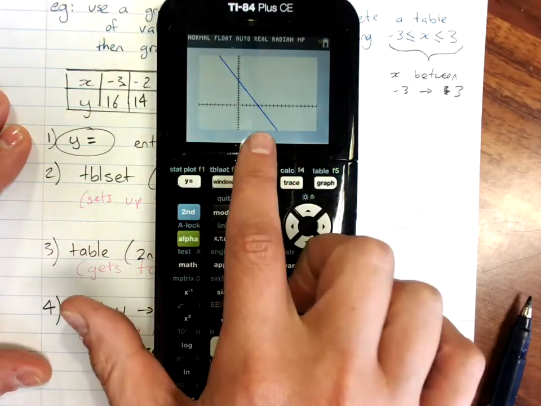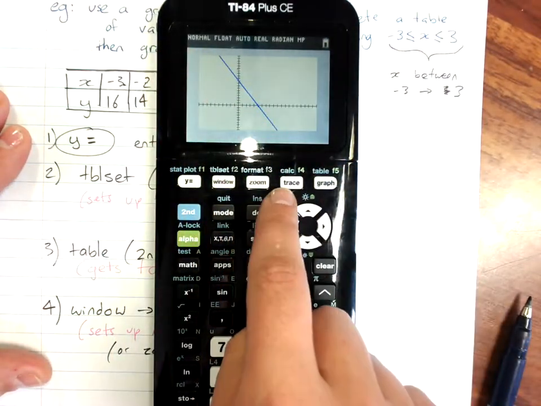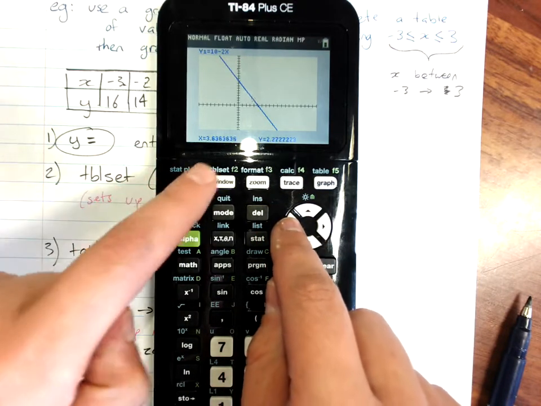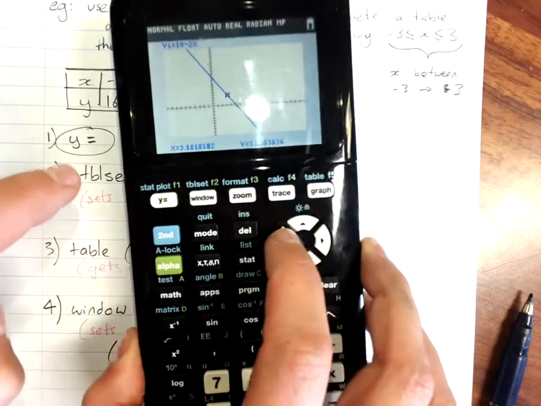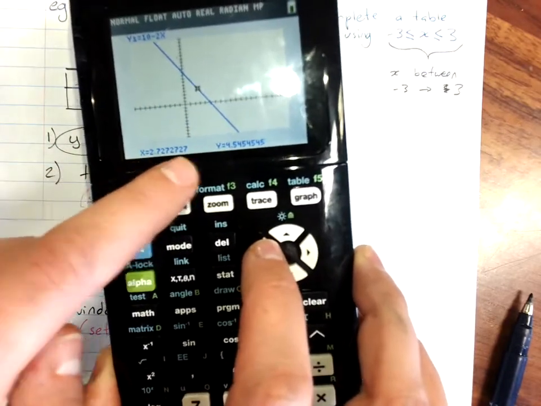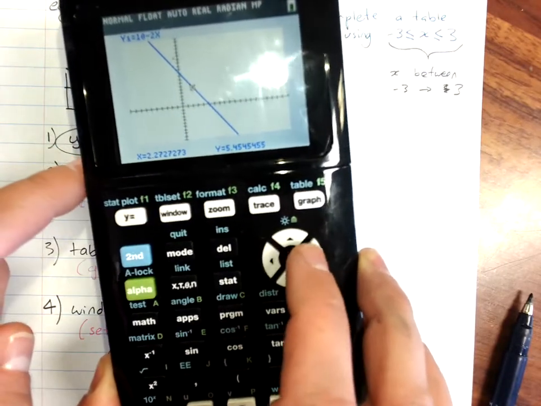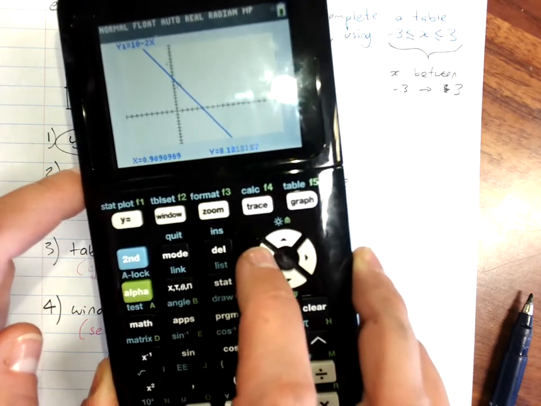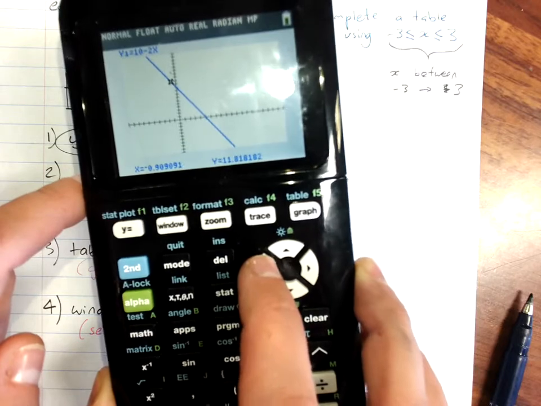Now often you'll want to see what the values are. Trace is useful for that. Trace makes you a point that moves along, and you'll get an x and y value. Sometimes you'll get a nice useful point like that. So you can see what's happening sort of with your trace key.